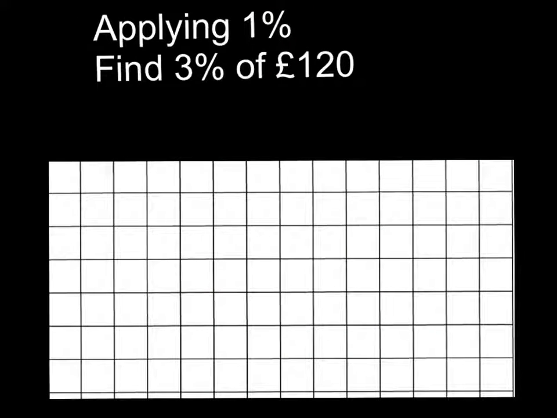Applying the 1% then, we can use it to find multiples like 3%. So if we look at this question, we're looking for 3% of 120. Before we can do that, we need to know what 1% is, and then we can use that to get 3 lots of it to find 3%. So that's the thought process that you should be having.